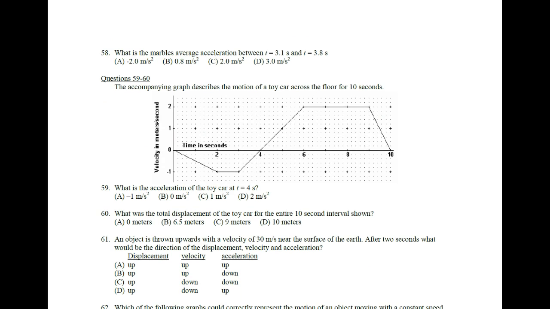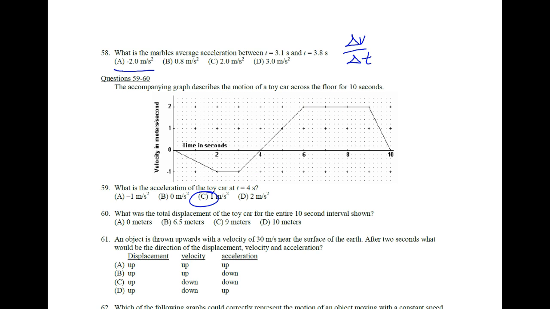Let's move on to number 58. What is the marble's average acceleration between 3.1 and 3.8? For number 58, you should get A, because remember acceleration is just change in velocity over change in time, so that's going to be negative 2. Numbers 59 and 60, more graphing stuff. They want to know what's the acceleration of the toy car at 4 seconds. Your answer for number 59 should be letter C. It is positive 1 meter per second squared.